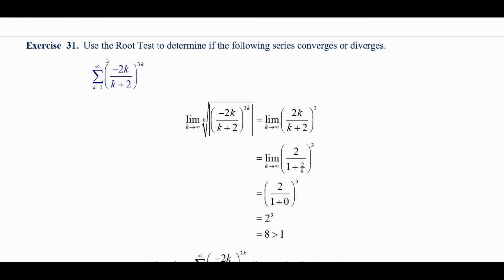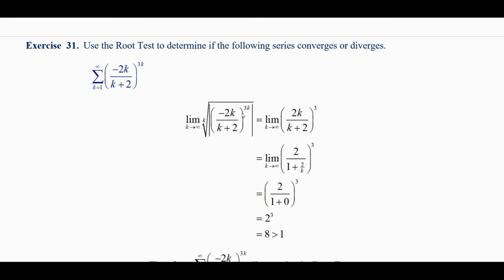So we're going to use the root test to see if we can figure out if this converges or not. We have a fraction, negative 2k over k plus 2, and the whole fraction is to the 3k power. And we're going to sum from k equals 1 to infinity. Well, we see a power of essentially k on the outside, so we're going to take the kth root of the absolute value and see what we can get out of that.